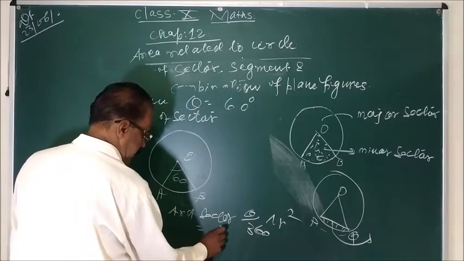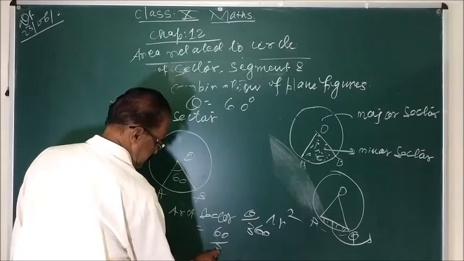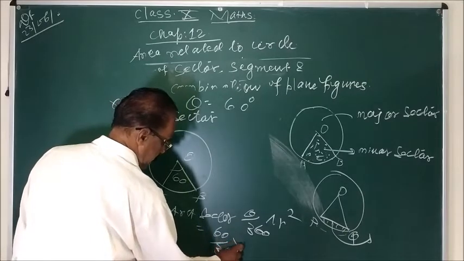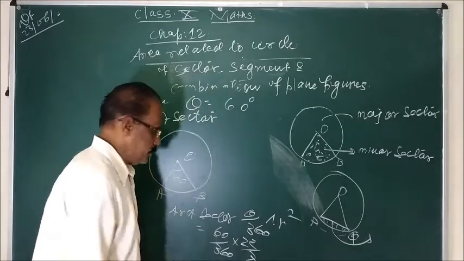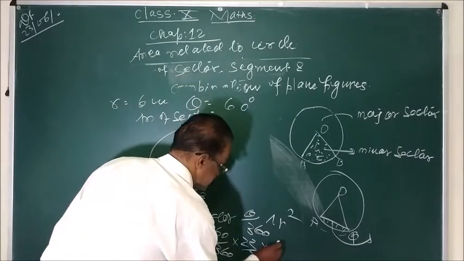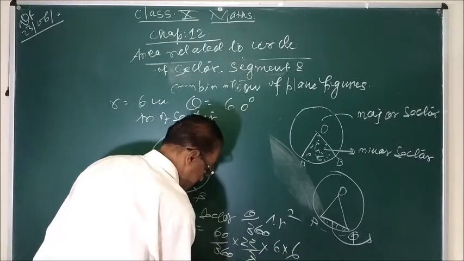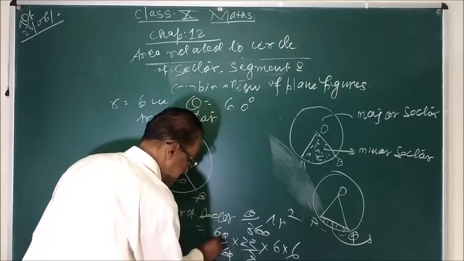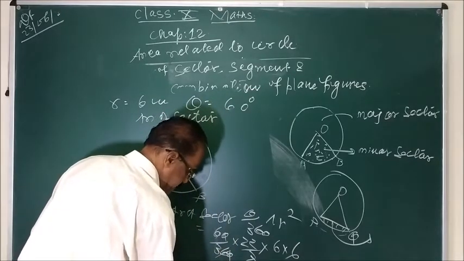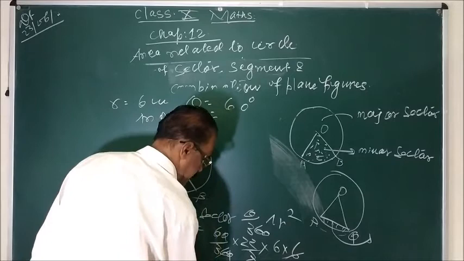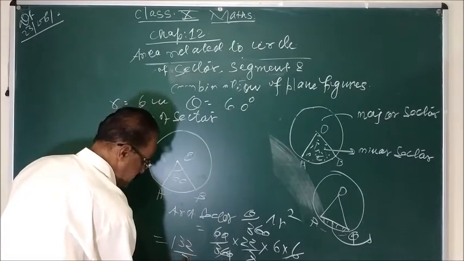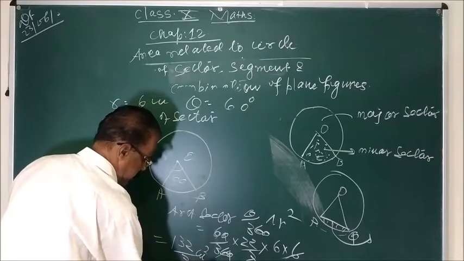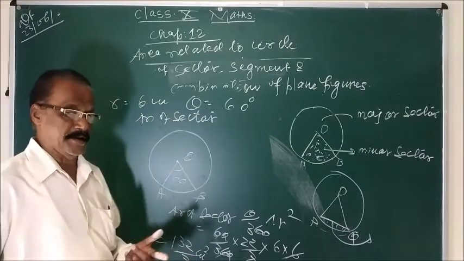Now theta is 60 by 360, and this is pi. If not mentioned, you will put the value of pi as 22 by 7. And r is given as 6, so 6 into 6. You cancel it, the 0 cancels, 6 sixes are 36, and this 6 will be cancelled. So you get 132 upon 7 cm square area. This is the area of the sector.